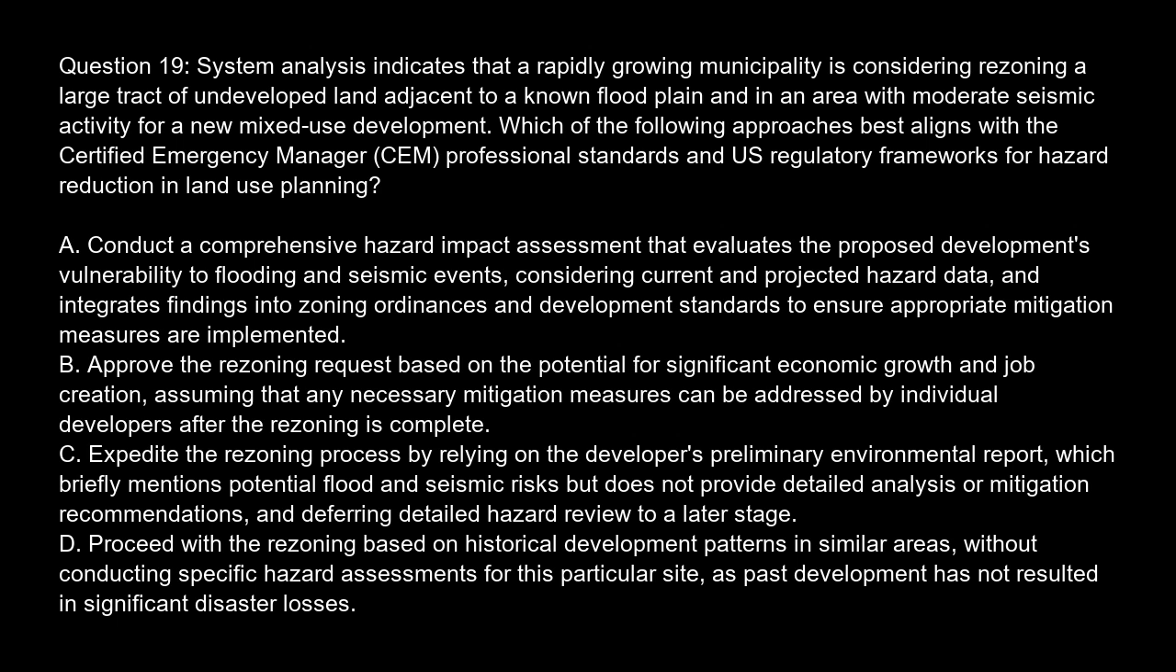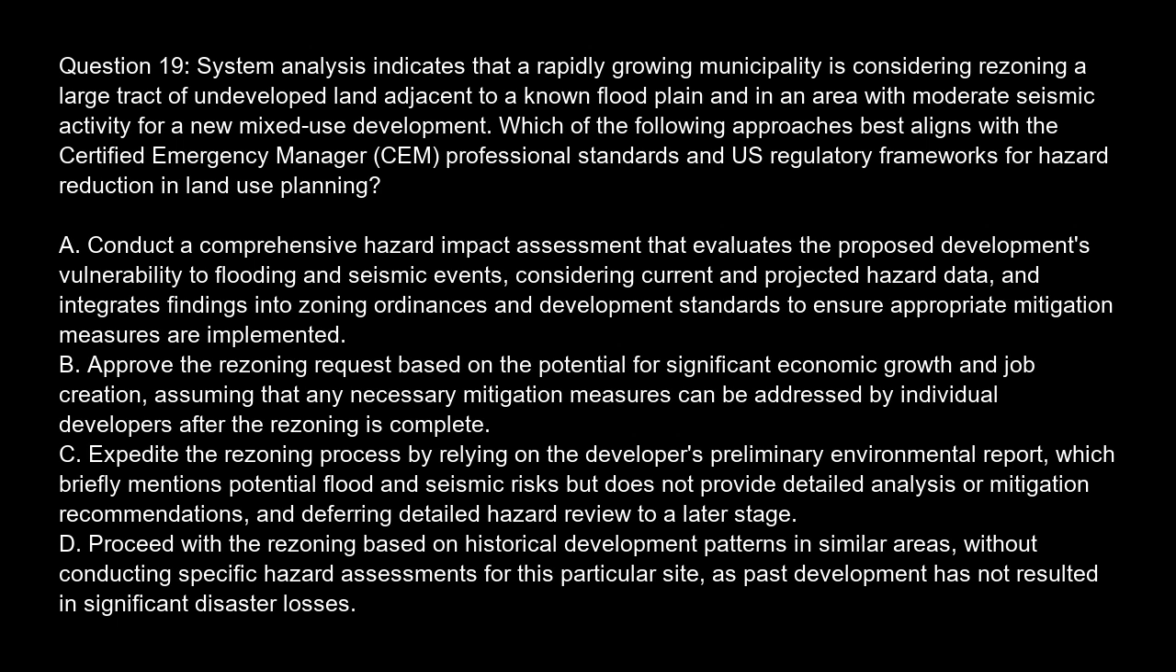Option A. Conduct a comprehensive hazard impact assessment that evaluates the proposed development's vulnerability to flooding and seismic events, considering current and projected hazard data, and integrates findings into zoning ordinances and development standards to ensure appropriate mitigation measures are implemented. Option B. Approve the rezoning request based on the potential for significant economic growth and job creation, assuming that any necessary mitigation measures can be addressed by individual developers after the rezoning is complete.